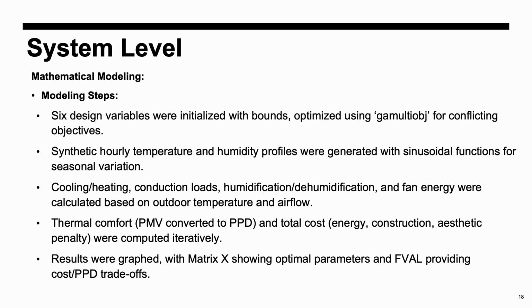This slide outlines the mathematical modeling steps at the system level. We started by initializing 6 design variables within defined bounds and optimized them using the GA multi-objective function to handle conflicting objectives. To simulate seasonal variation, synthetic hourly temperature and humidity profiles were generated using sinusoidal functions for Ann Arbor. Cooling, heating, conduction, and fan energy loads were then calculated based on outdoor temperature and airflow. Thermal comfort was modeled using PMV, which was converted to PPD, and total cost included energy, construction, and aesthetic penalties, calculated iteratively. Finally, results were graphed, showing optimal parameters in metrics X and the cost-PPD trade-off through fval.